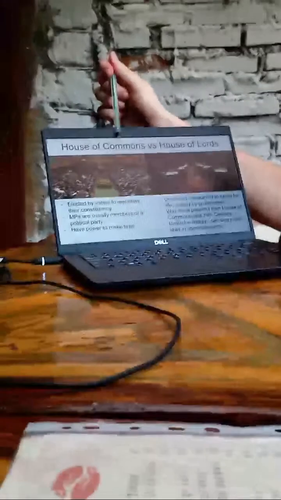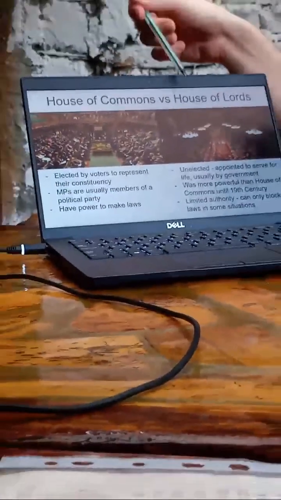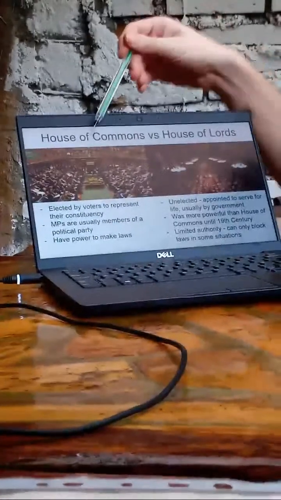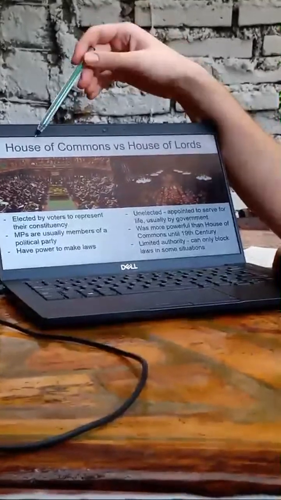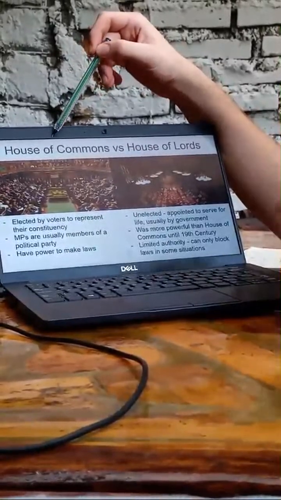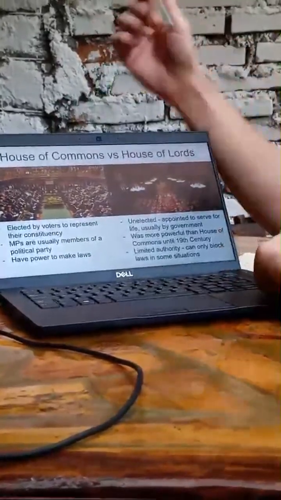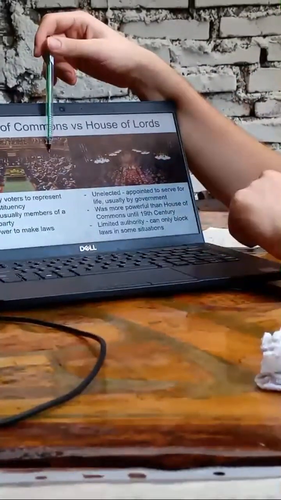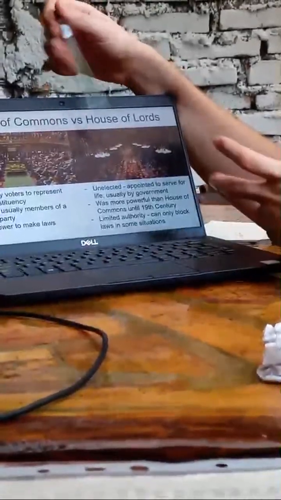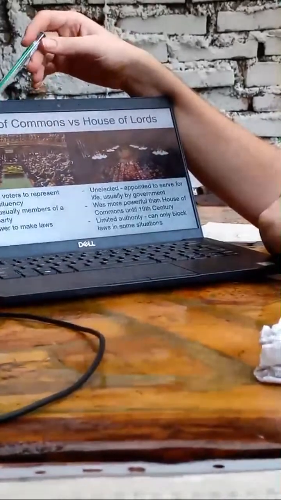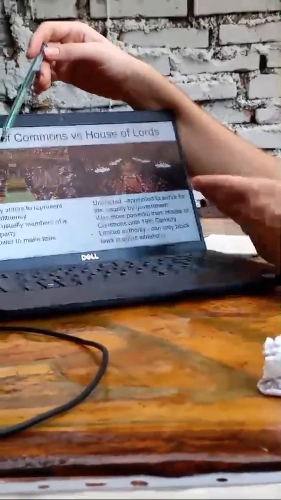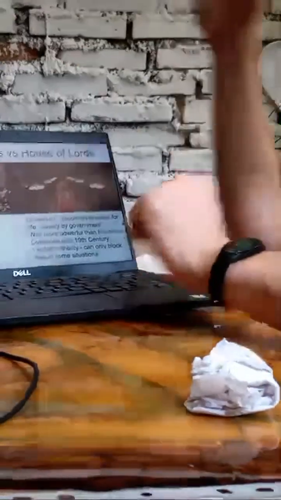Okay. I talked about these terms: the House of Commons and the House of Lords. But you've heard of the House of Commons. The House of Commons is what everyone thinks of when they think of Parliament, because it's elected, it creates and passes laws, and the MPs are usually members of a political party. If it's ever in a film or TV show, this is what they'll usually show.